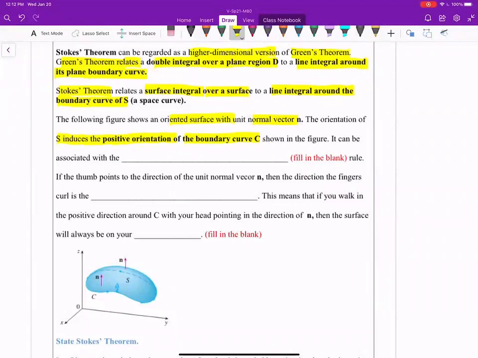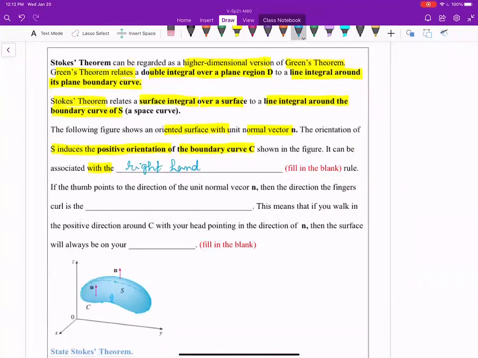It can be associated with the right hand thumb rule. What it means is if the thumb points in the direction of the unit normal vector n, then the direction the fingers curl is the positive direction of the curve C.